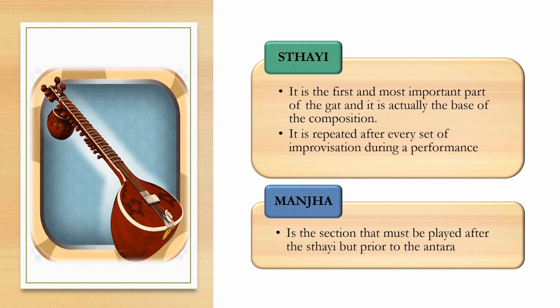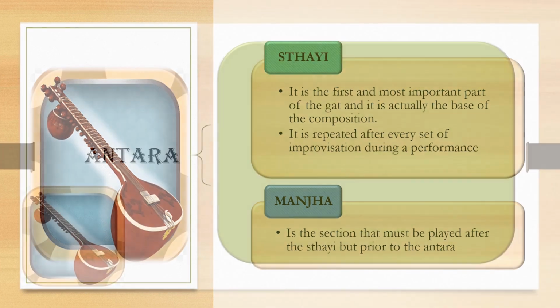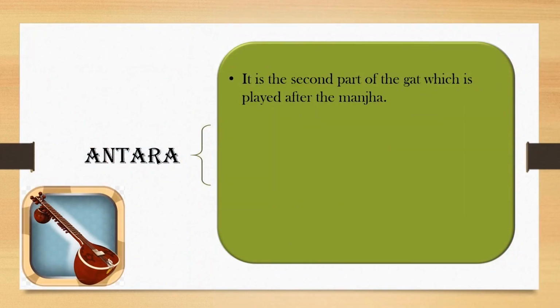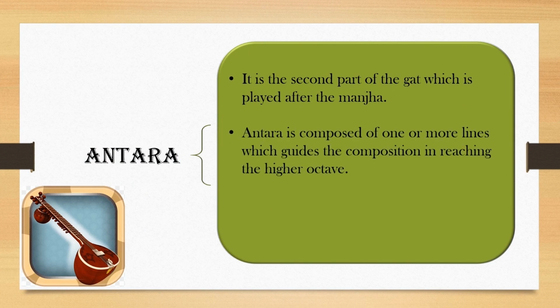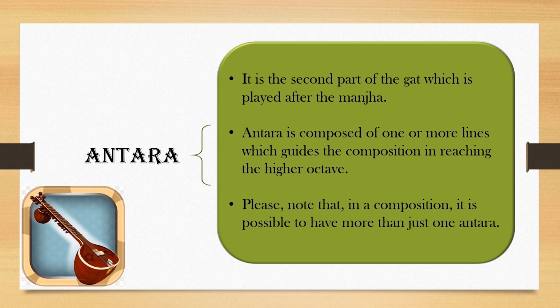Manja acts as a link between the sthai and the antara. Antara is the second part of the gut which is played after the manja. Antara is composed of one or more lines which guides the composition in reaching the high octave. Please note that in a composition, it is possible to have more than just one antara.